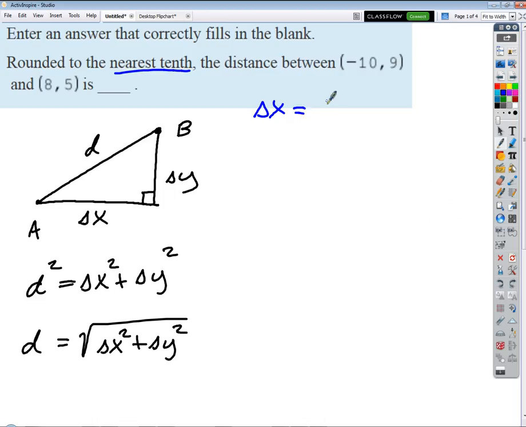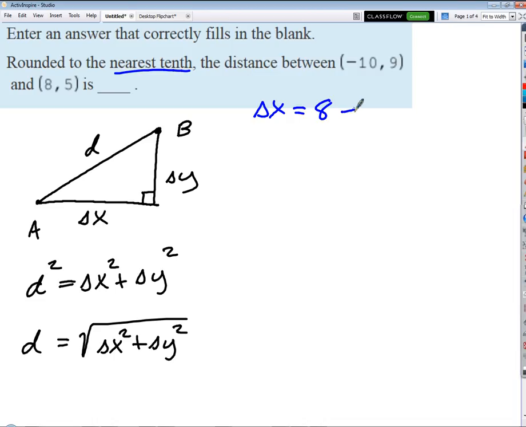Okay, so then delta x is going to be the greater one minus the lesser one. But remember how we do that. If we subtract a negative, what are we really doing? Adding. And the way you can think of it is this way: minus a negative just makes a plus sign, right? So we get 8 plus 10, which is 18. Delta x is 18. Good. Okay, what about the y's?